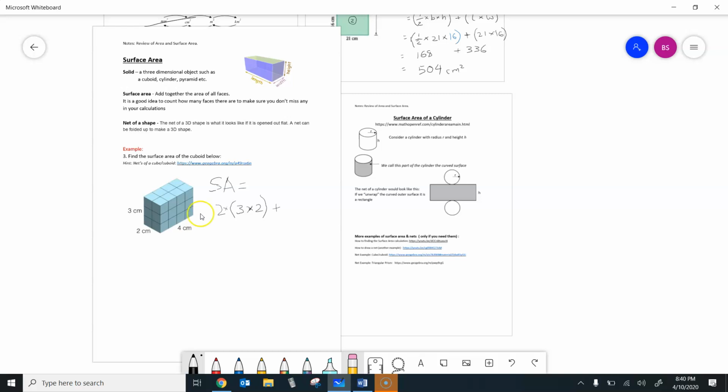Plus, what else do we have? I can see this side here. This is another rectangle, 4 by 3. And I would also have the same thing replicated on the other side that I can't see. So 4 by 3 and 2 of them: 2 times 4 by 3.